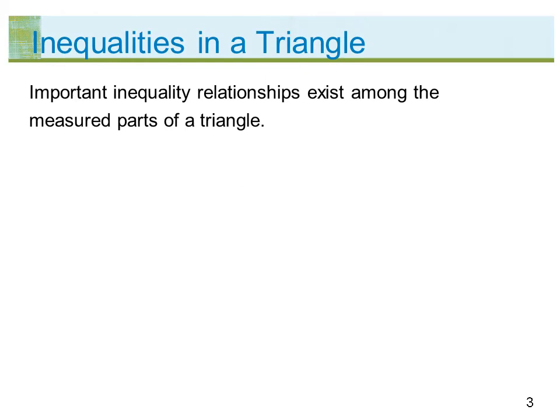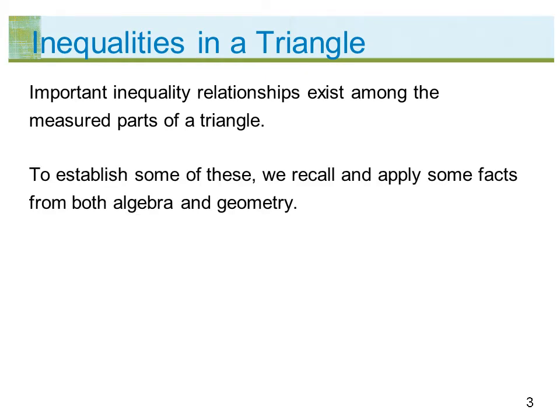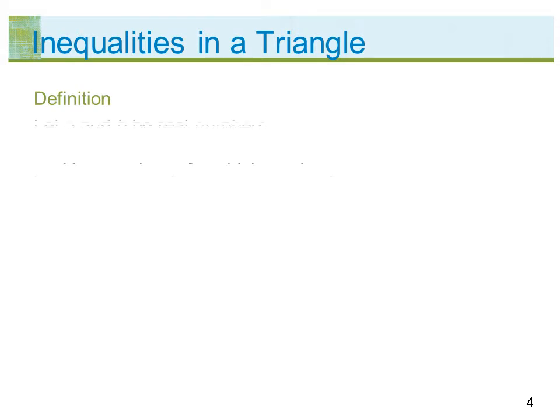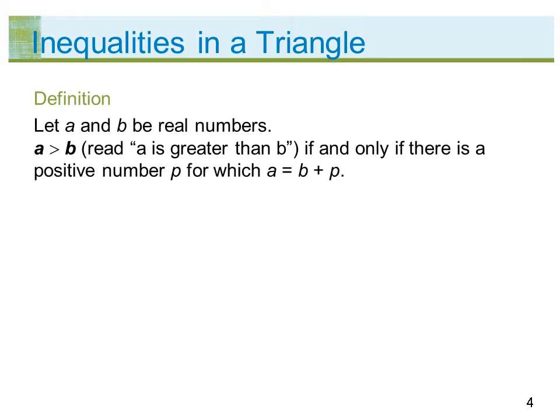Important inequality relationships exist among the measured parts of a triangle. To establish some of these, we recall and apply some facts from both algebra and geometry. Definition: let A and B be real numbers. A > B, read "A is greater than B," if and only if there is a positive number P for which A = B + P.